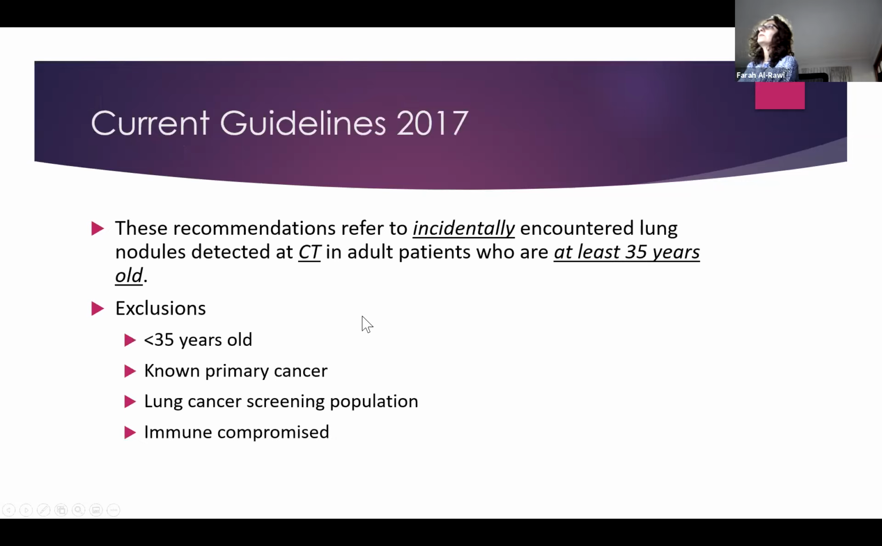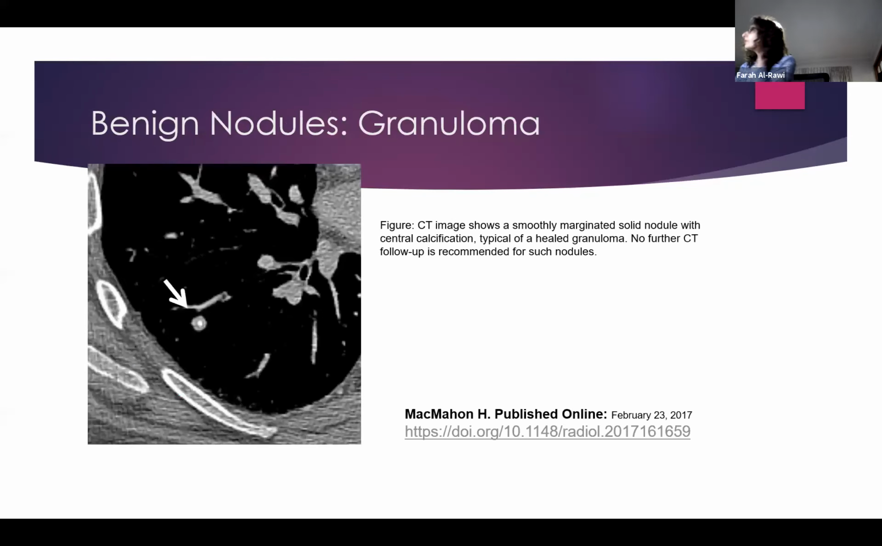These guidelines, we should always remember, are for incidental nodules. So they're not for high-risk patients who are heavy smokers, or patients who are known to have primary cancers. We do not apply them because these patients are more likely to have cancer than not. They're also for patients who are not young, so they should be older than 35 years. And we also cannot apply them to the immunocompromised, because these two categories are more likely to have infections rather than nodules that are cancerous.